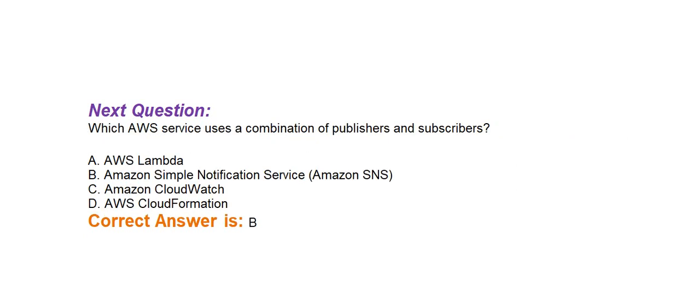Next question is, which AWS service uses a combination of publishers and subscribers? Option A, AWS Lambda. Option B, Amazon Simple Notification Service, Amazon SNS. Option C, Amazon CloudWatch. Option D, AWS CloudFormation. Correct answer is option B, Amazon Simple Notification Service, Amazon SNS.